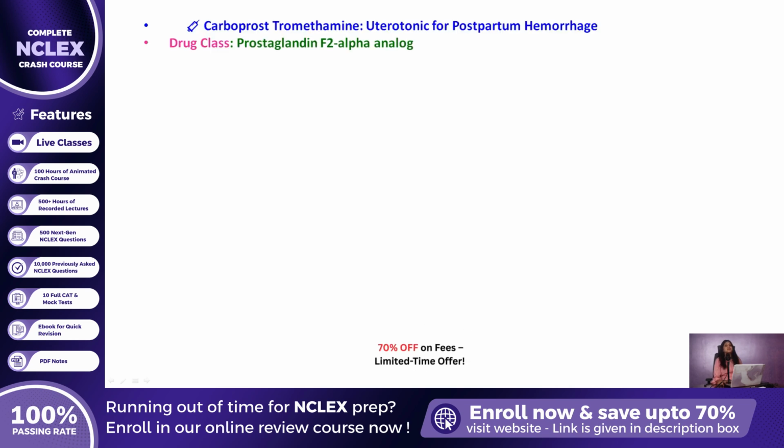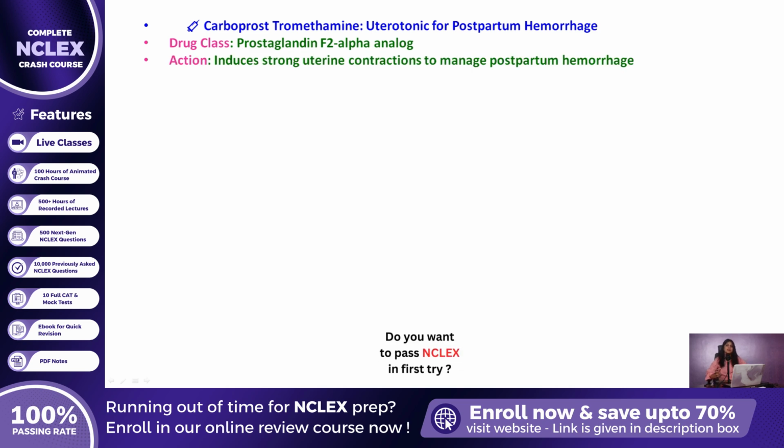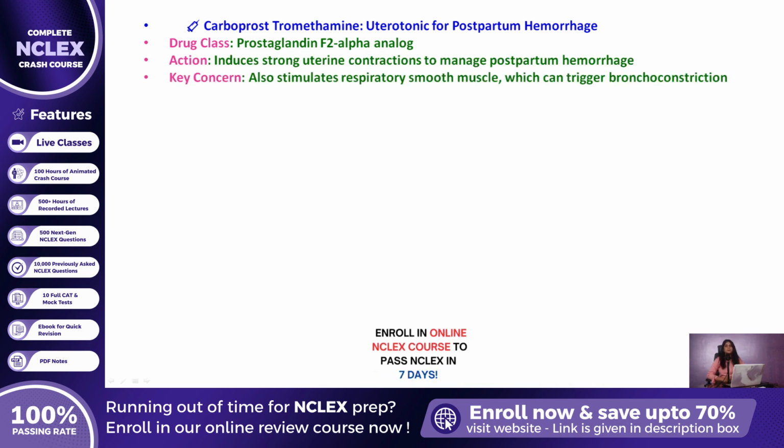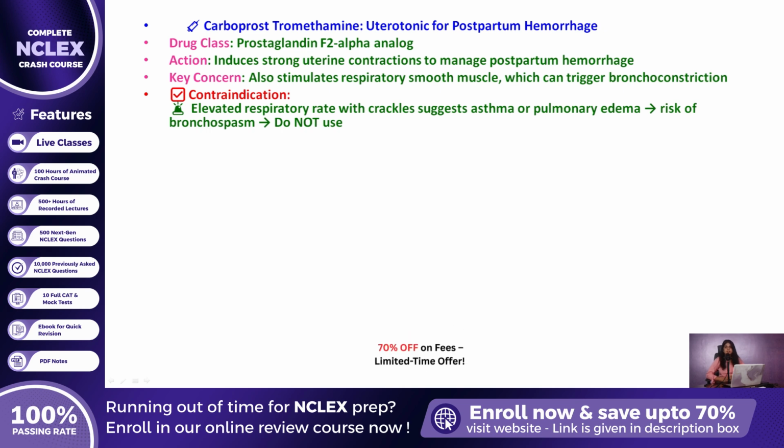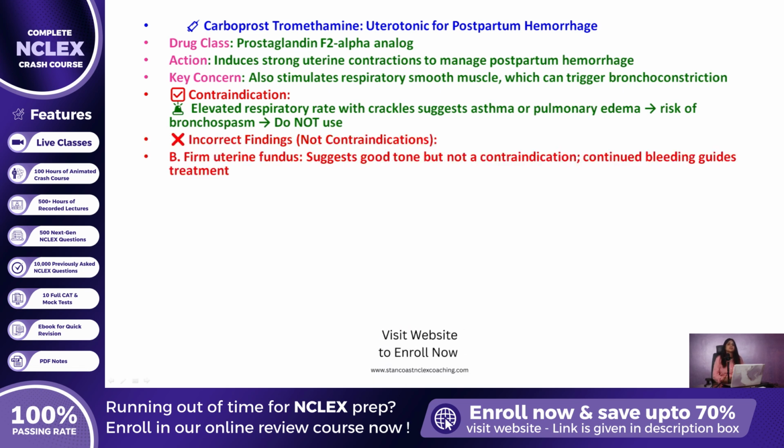Carboprost trimethamine is a prostaglandin F2 alpha analog used to treat postpartum hemorrhage by inducing powerful uterine contractions. However, it also stimulates smooth muscle in the respiratory tract and can cause bronchoconstriction. If a client has a respiratory rate that is elevated and scattered crackles on lung auscultation, this raises concern for underlying reactive airway disease such as asthma or developing pulmonary edema. In such cases, carboprost poses a serious risk of bronchospasm or worsening respiratory compromise and is therefore contraindicated. Now, looking at the other responses, option B, uterine fundus firm at the umbilicus, actually indicates good uterine tone.